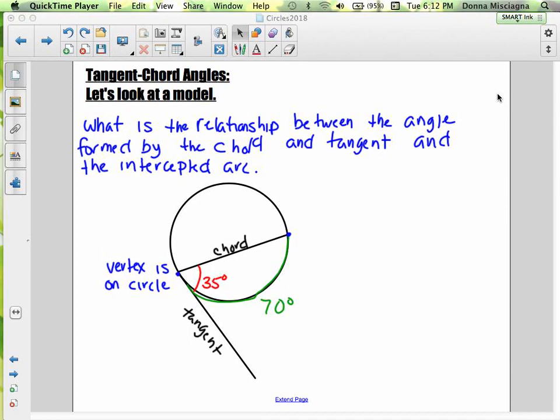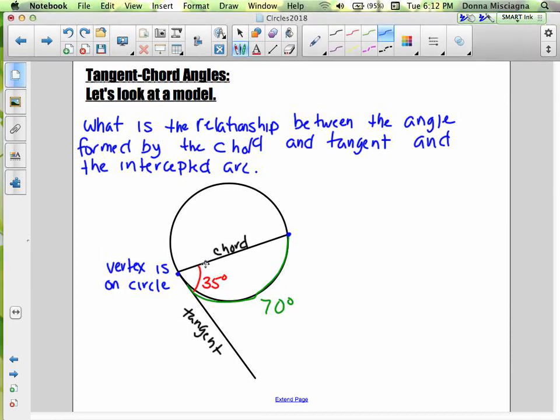Thank you for completing the Collaborate board. So what is the relationship between the angle formed by the chord and tangent and the intercepted arc? Right, so here's our angle formed by the chord and the tangent.